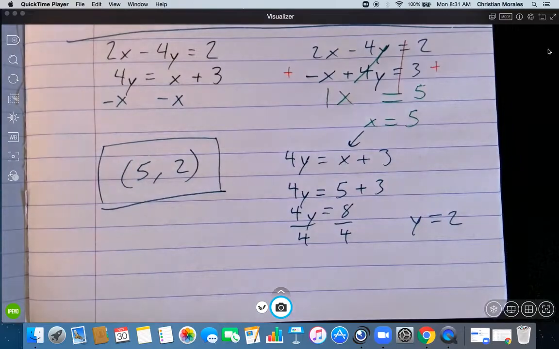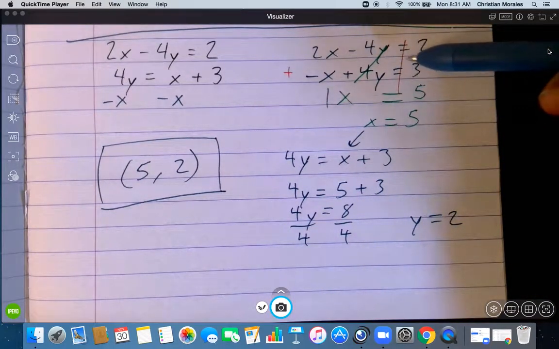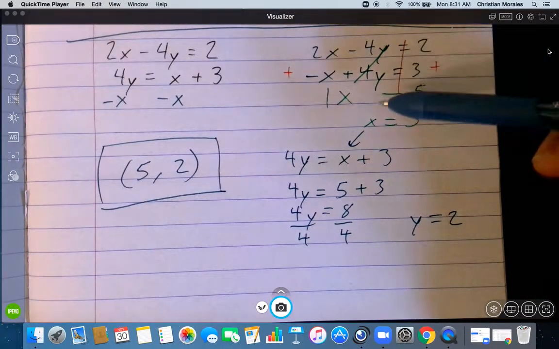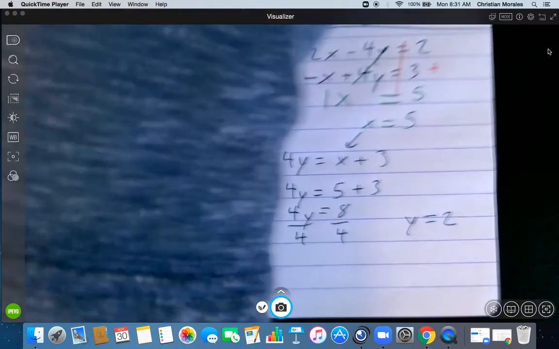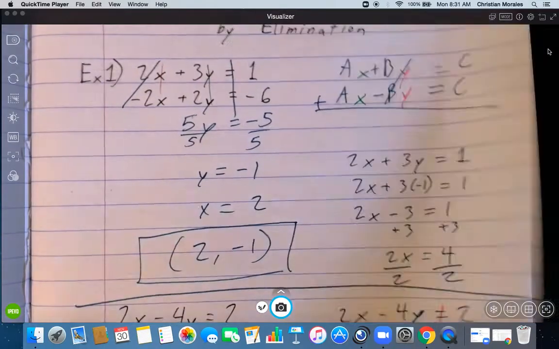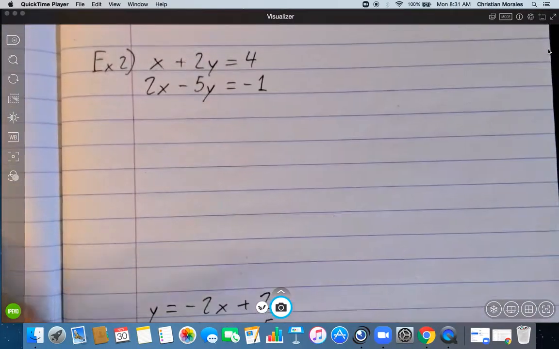So it's still elimination. I'm still combining them to eliminate the y, and I'm still plugging in the answer to find the other one. I just had to do a little bit of extra work first. Okay. So let's practice some more.